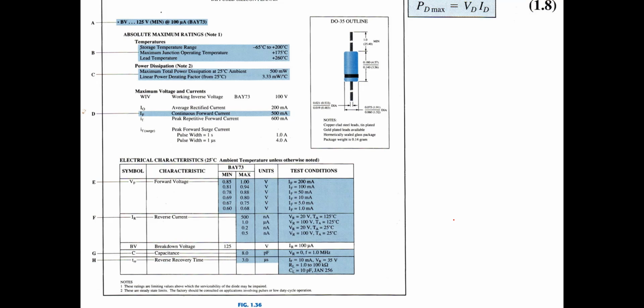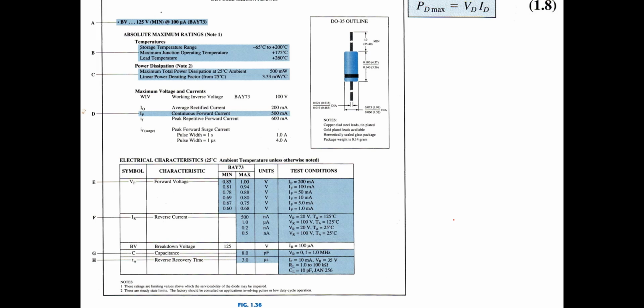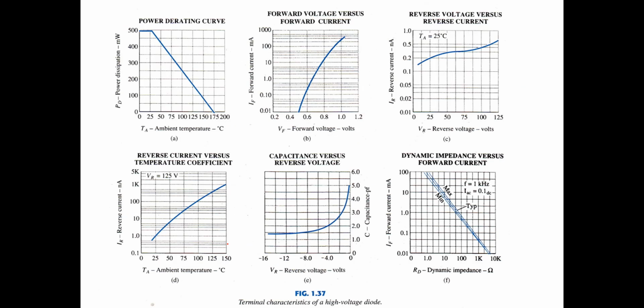Okay, so this is the diode specification sheet. If you want to use a diode, you can first check the diode specification sheet, like this one, and you can determine the forward voltage, or VK, the connect voltage, and then you can determine the PD max. PD max is VD times ID, where VD is the diode voltage and ID is the diode current. And you can also see the breakdown voltage here, the capacitance, and TRR, or reverse recovery time.